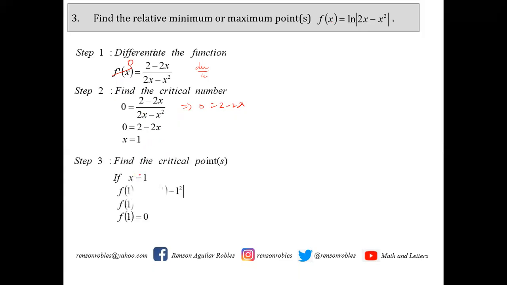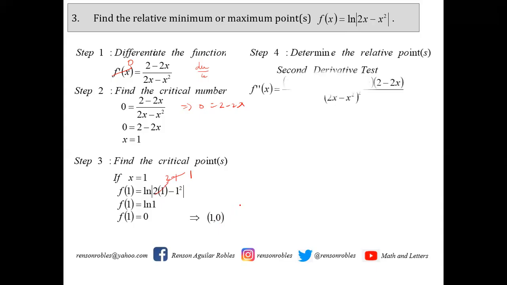So if x equals 1, then we have f of 1 equals ln of 2 times 1 minus 1 squared. And you know that 2 times 1 is 2 minus 1, and this is equal to 1. So we have ln 1, and ln 1 is equal to 0. Therefore, the critical point is (1, 0). And then the next thing to do is to verify whether this (1, 0) is a relative minimum or relative maximum, and that can be done by getting the second derivative.